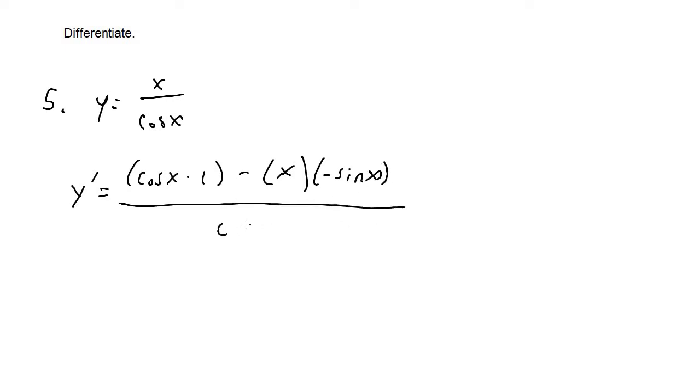So that can be written as cosine squared of x or cosine of x squared. Now when I go ahead and simplify, we get cosine x times 1, which is cosine of x. We do have a negative here. Negative and negative will cancel, so we get positive x times sine of x all over cosine squared of x.